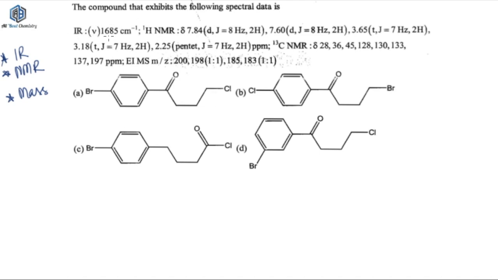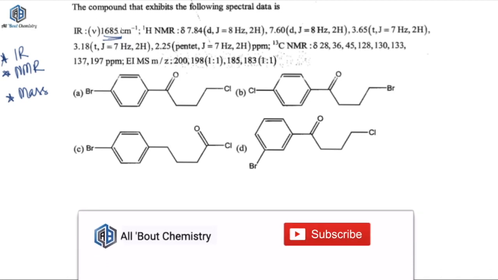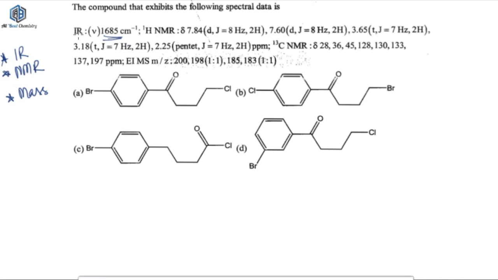The IR spectrum is given over here, that is 1685. If you have knowledge of IR spectroscopy, you can easily predict that this 1685 is the IR stretching frequency observed for an alpha beta unsaturated ketone, that is, a conjugated ketone. A conjugated ketone shows its carbonyl peak at 1685. This is a well-known value, and you should also remember this.